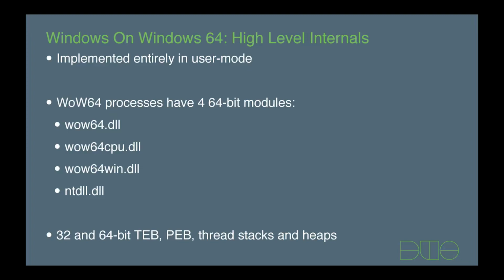And then, of course, there are 32-bit copies and 64-bit copies of important system management structures. Each thread has a 32 and 64-bit copy of the thread environment block. There's a 64 and 32-bit process environment block, and then there are 32 and 64-bit stacks and heaps. I'll let this slide ride for a little bit.